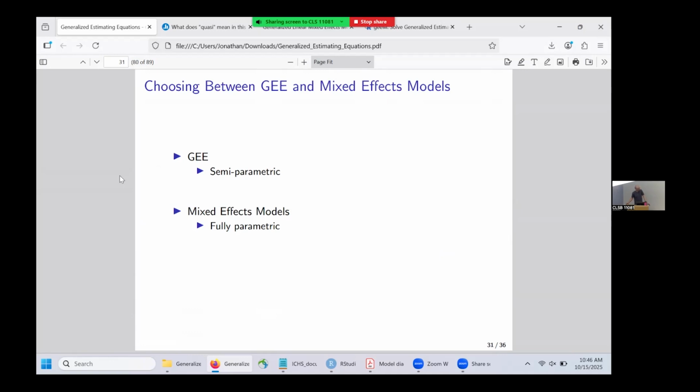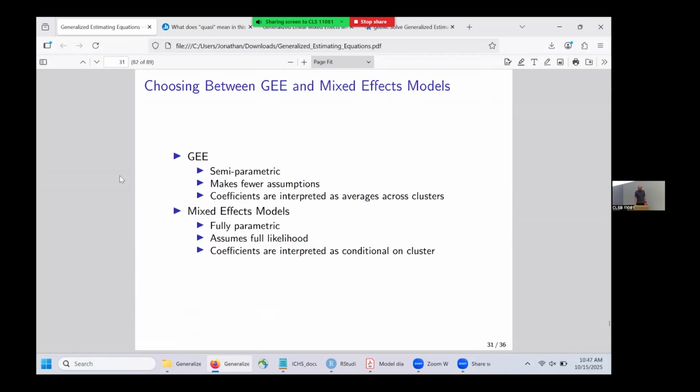Although we are providing a distribution to GEE or any other function, we're using quasi-likelihood. So we're not actually assuming that it follows a certain distribution. So it's semi-parametric, whereas with mixed effects models, it's fully parametric. We are fully assuming that we know the distribution of the data. So something to consider: GEE makes fewer assumptions. With mixed effects models, we're assuming we know the full likelihood, aside from some finite number of parameters.